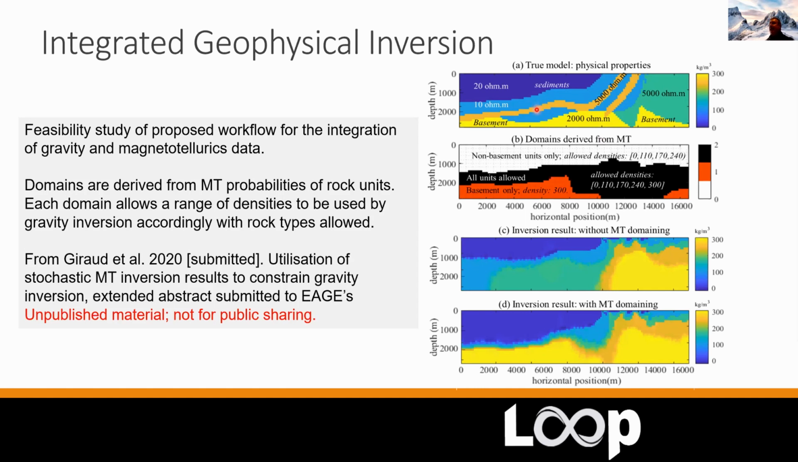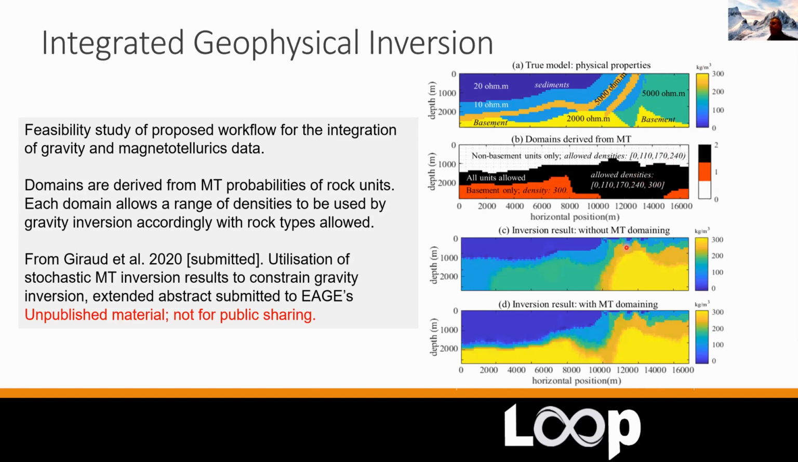So this is the principle of guided inversions, where the first step is to invert the MT data first, and the MT data give you that a posteriori domaining if you want. So, for example, what's in white here is considered to be sediments. So in terms of densities, the rocks in white can have any values between 0, 110, 170, and 240. Which I don't really know what it means. Oh, yeah, so they scale in those units. In red, the MT has decided that this should definitely be basement, so the density is 300. And then in black is the uncertainty, so we don't know what's happening here.